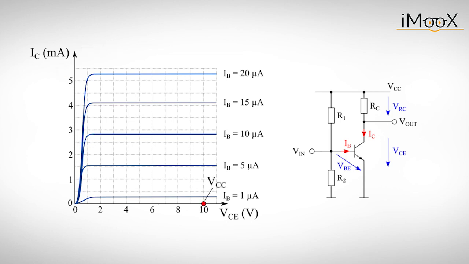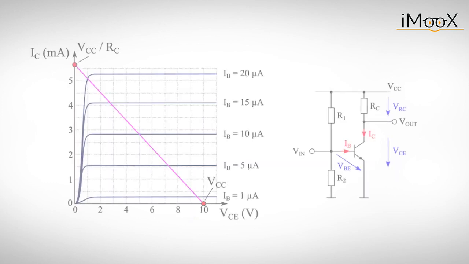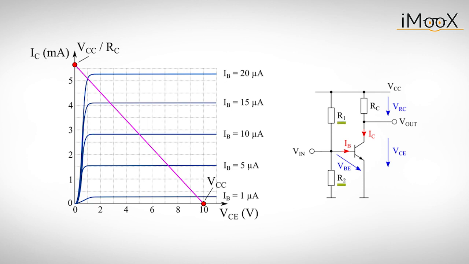If the transistor is switched off, which means that IB is basically 0, no current IC will flow and the output voltage will be the supply voltage VCC, which is represented by this point. To sum up, we can say that by adjusting the voltage divider at the input, we can adjust the quiescent current IC basically anywhere along this line and therefore define a quiescent point.